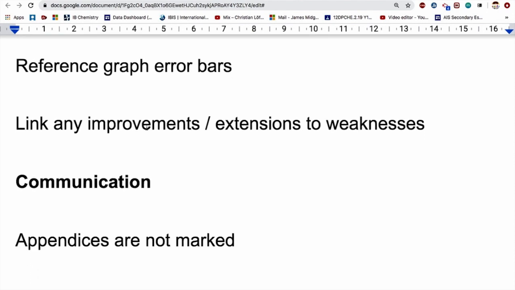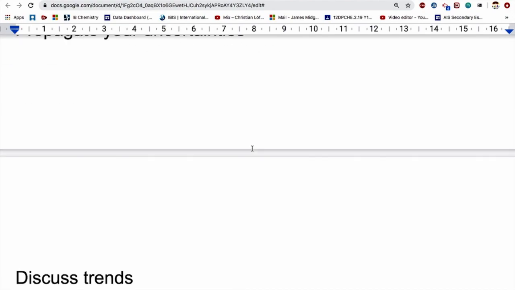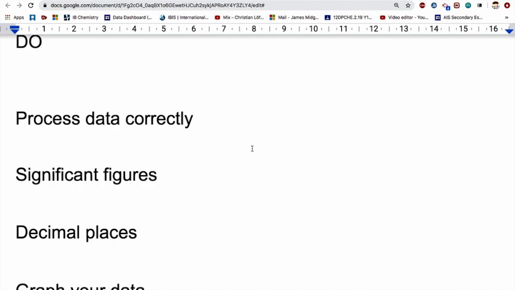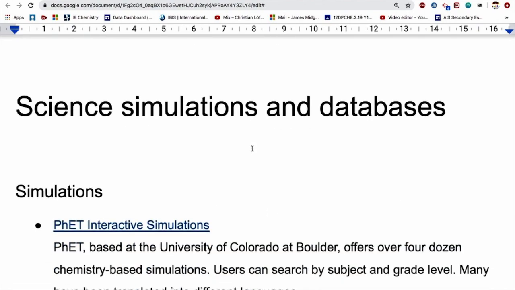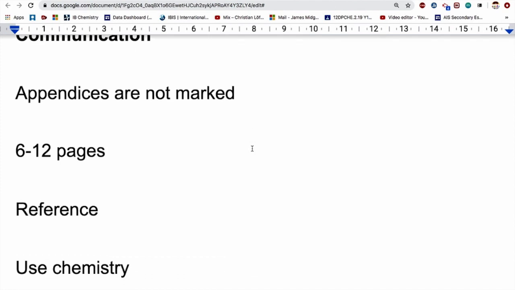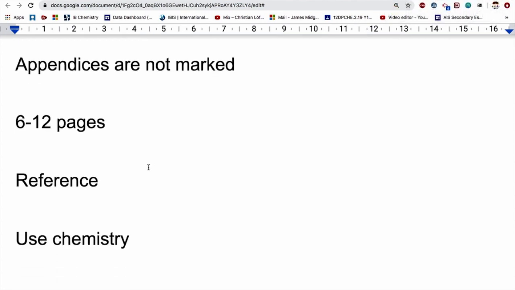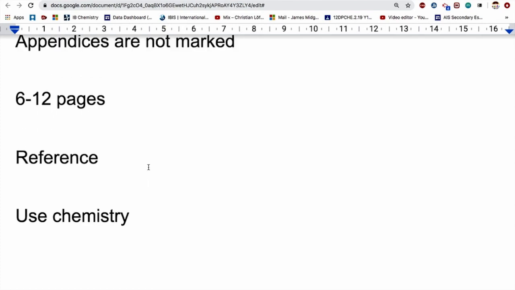And then link any improvements that you might make and any extensions to any weaknesses which you have identified. So your communication, if you've done all these previous things, should be absolutely spot on, because you will have introduced it, you'll have some great chemistry. It will be 6 to 12 pages. Don't worry about 13. That's not a big issue. 14, probably an issue. It gets to 15, we're knocking marks off for communication. And thank you. Make sure there are at least 10 references and use your chemistry.